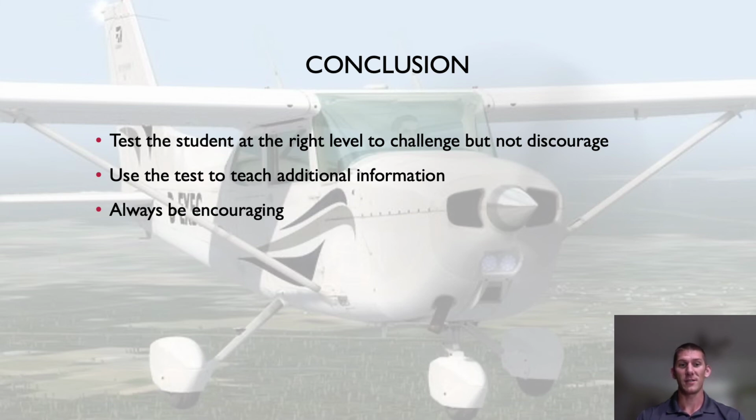Use the test to teach additional information. Like I said, with the Bernoulli's principle question and a couple others, you can expound on their answer and teach them some more useful information. And with all of these, always be encouraging. If they get several of them wrong, just point them to the answer, show them in the handbook why it is what it is, and hopefully they take on the information and improve for the next time.